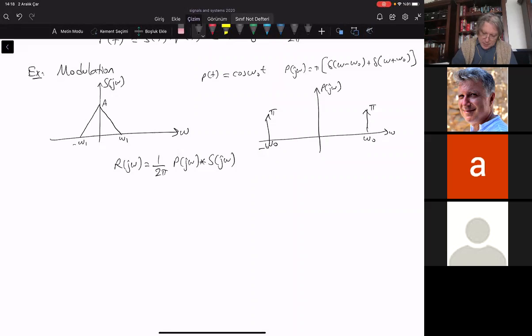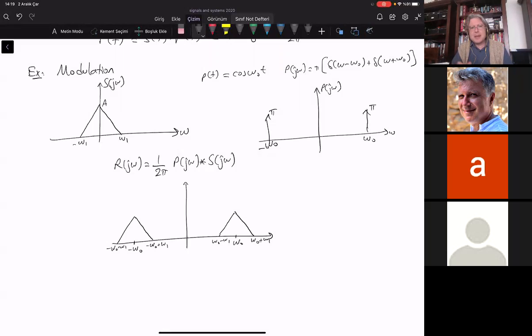So we will have something like this: two of these triangular waveforms. One of them is around omega 0, the other one is around minus omega 0. This point is omega 0 minus omega 1. This is omega 0 plus omega 1. And conversely, this is minus omega 0 plus omega 1, and this is minus omega 0 minus omega 1. They are the boundaries of this triangle.